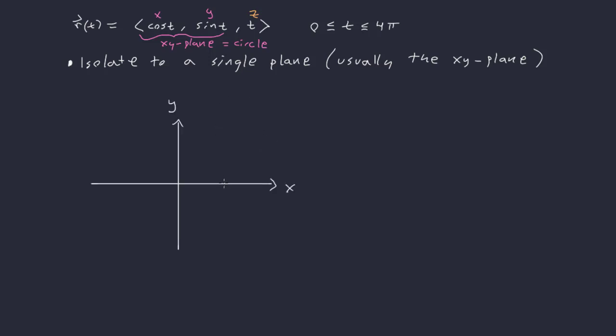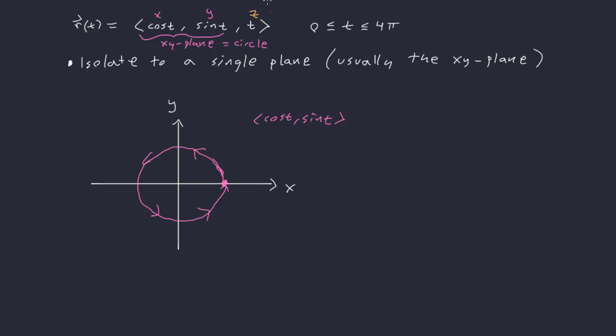Okay, so with this vector valued function, cosine t, sine t, all we're doing is looking at the XY plane, and we have this sort of behavior going on. And if we're going from 0 to 4 pi, we do one rotation, and then we do another rotation.